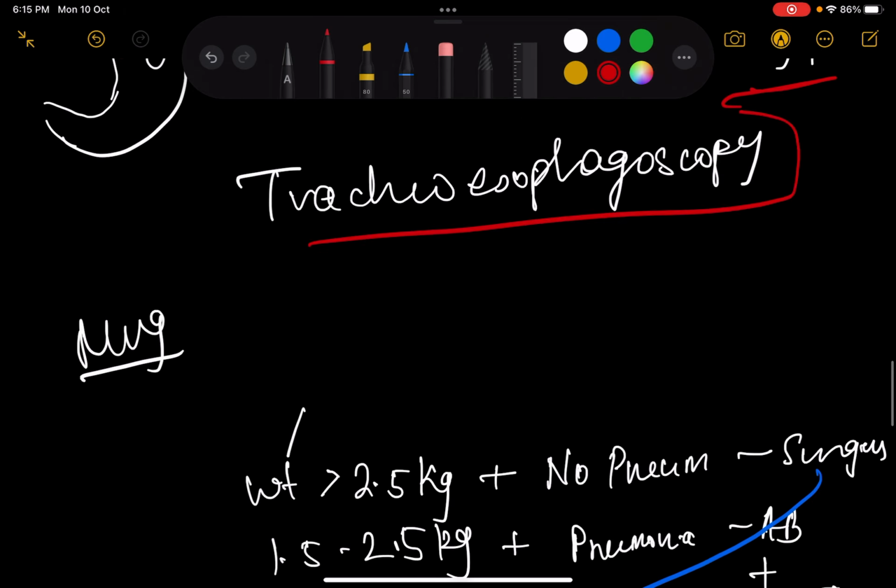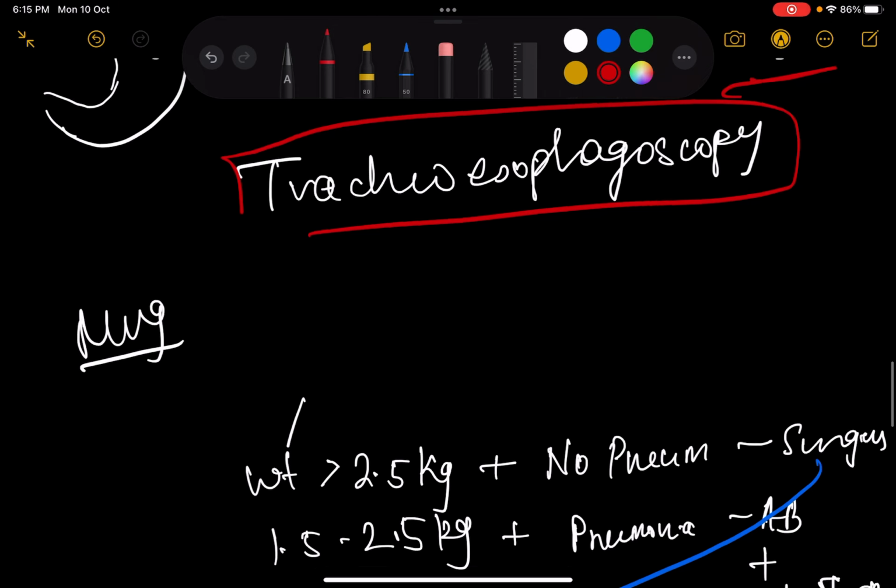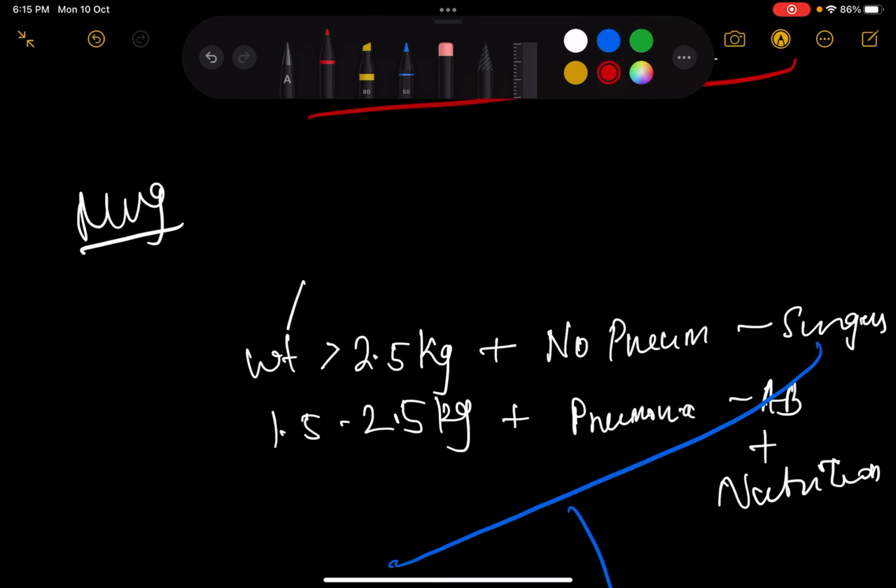The other method is you do a tracheoesophagoscopy. It's rarely done, but you could do it because it directly shows the fistula. So that being about the tracheoesophageal fistula, a very important point I wanted to make is, let's say you see a kid, obviously an infant, with tracheoesophageal fistula. So what do you want to check next?